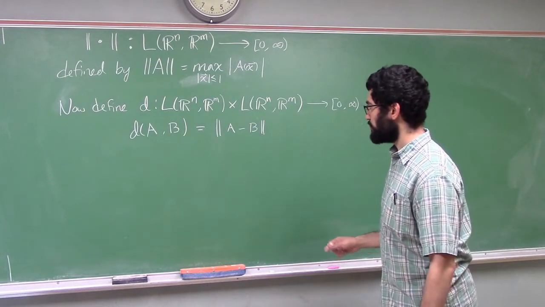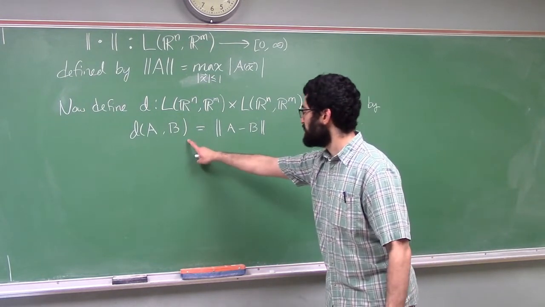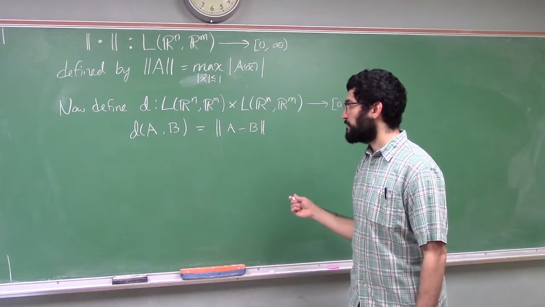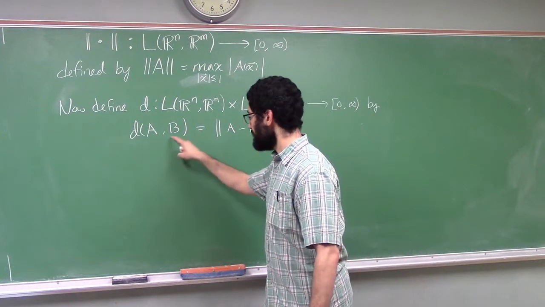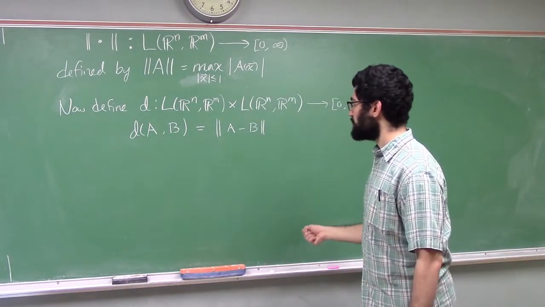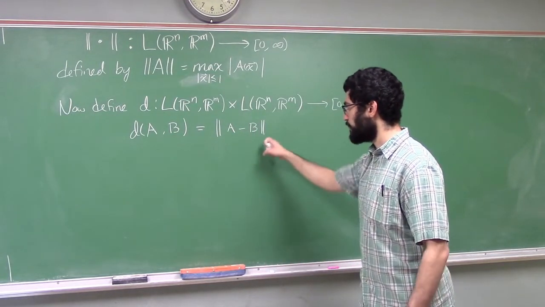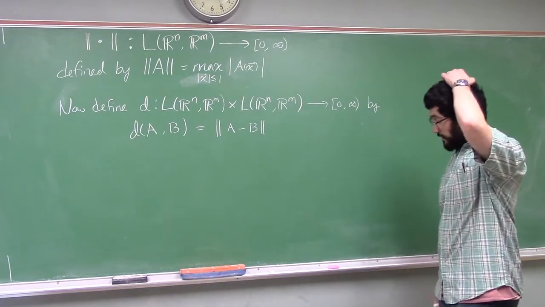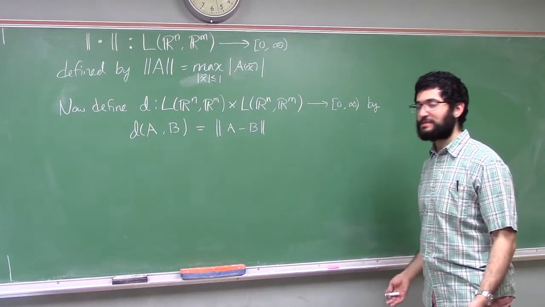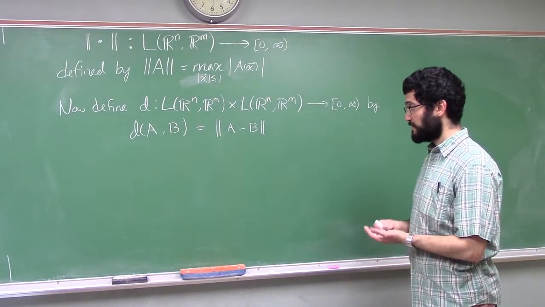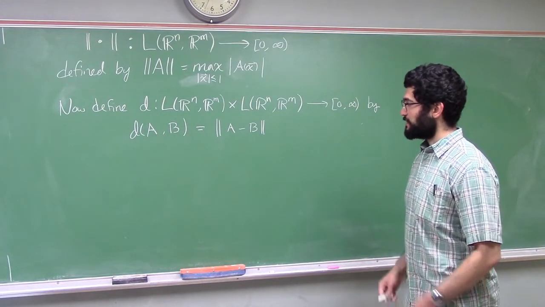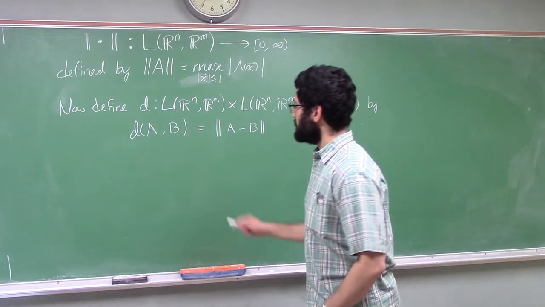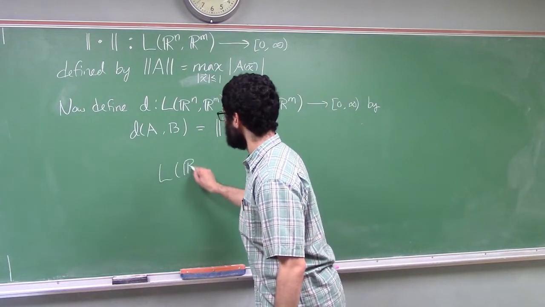So for example, positive definiteness, the fact that the distance between A and B can only be 0 when A equals B, that's going to be a consequence of the positive definiteness of the norm. The triangle inequality will be a consequence of the triangle inequality that we just established for the norm. So this is a metric. So now this is a metric space.